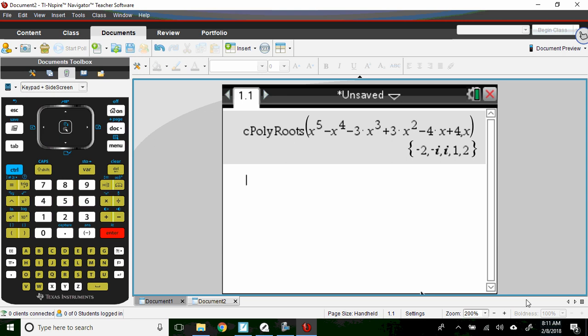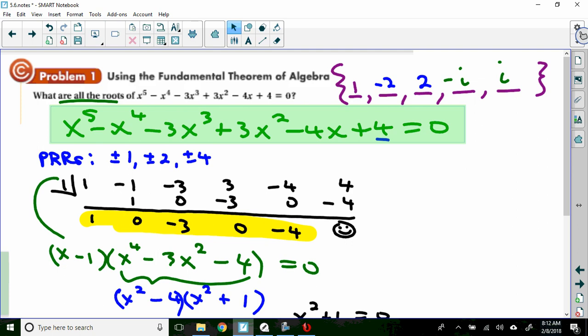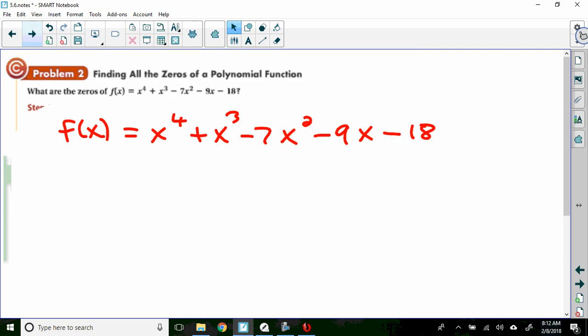Notice it puts them in order from, it's weird because how big is i? But anyway, it puts them in order from smallest to largest. I don't care what order you have them in, as long as you have all 5. Okay. So I guess we're going to try one more, and I think there's one more example after this, and then that's it. Pretty easy today.